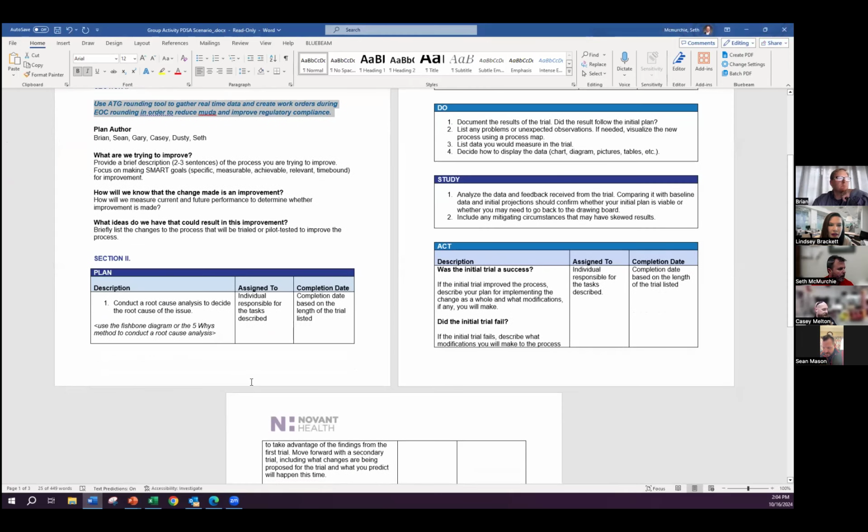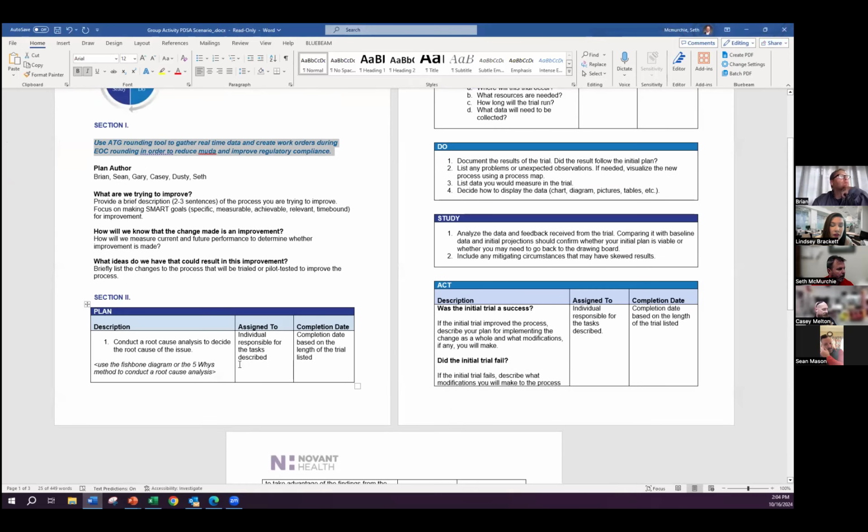Have you been able to put together your plan yet? That was step 2, I guess. Okay. Do you have the Word document? Yeah, I got it. Okay, so you're going to fill out section 2, which is the plan section. So you've done your root cause analysis through the fishbone diagram.